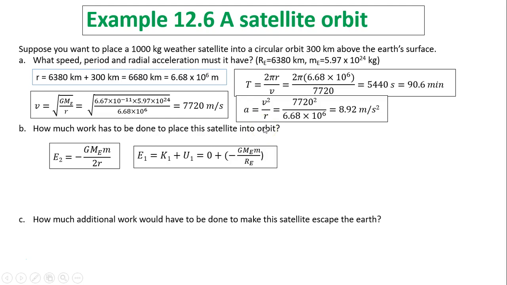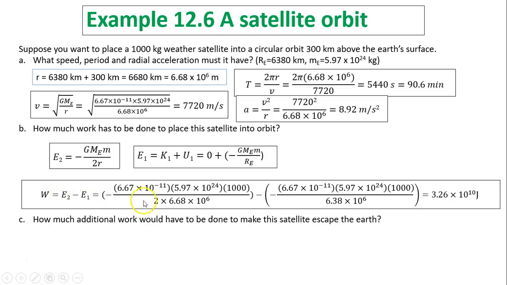So the work done equals the change in total energy. On Earth's surface, total energy equals just potential energy because the satellite was at rest. When you launch it into orbit, the total energy is negative GM_E m divided by 2r. So the difference between those two, E2 minus E1, is 3.26 times 10 to the 10 joules.